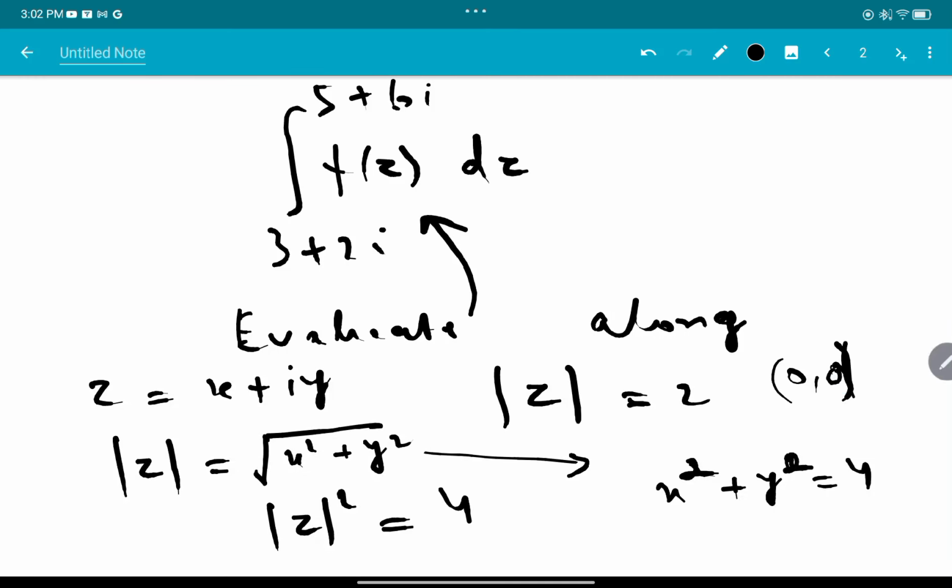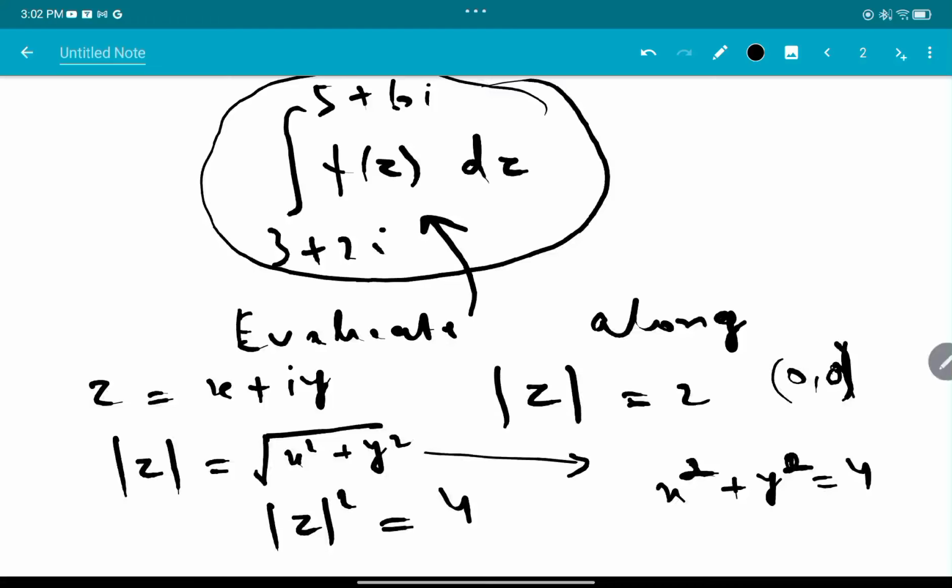So you are asking in your question to integrate this along a particular path, a circular path of radius 2 centered at 0, 0. This is the particular path along which you are carrying out the integration. So it is very important for us to specify the path. Without a specific path, your question is incomplete. That is the importance of path.